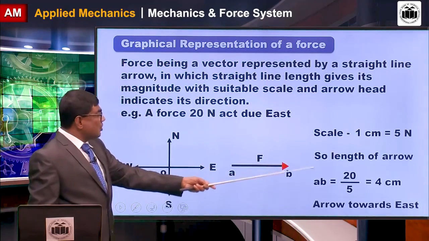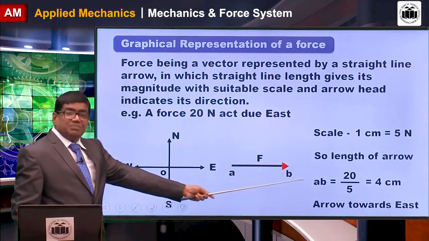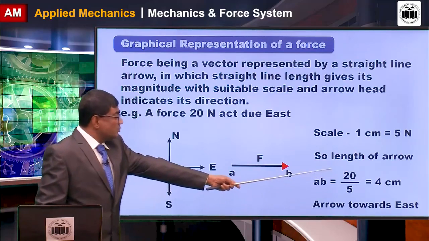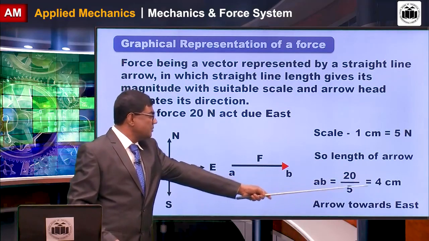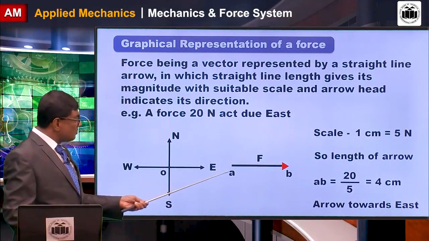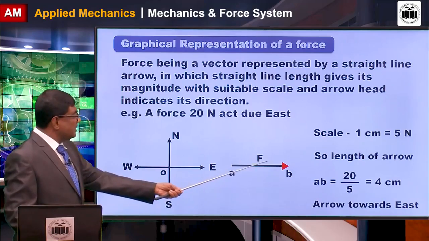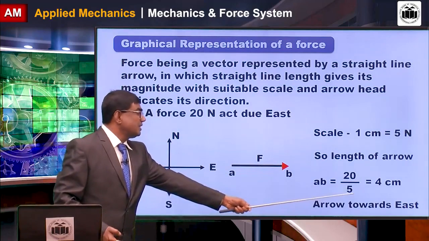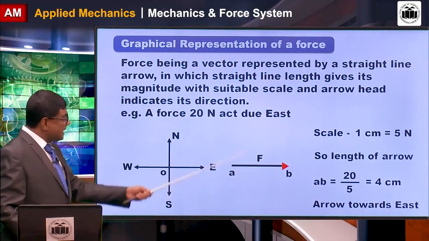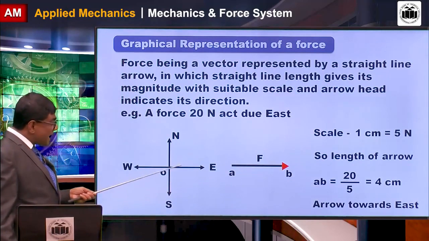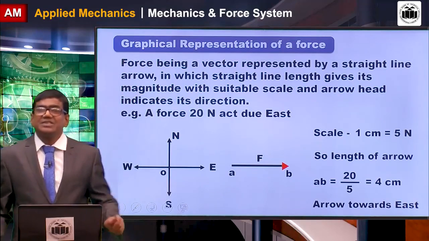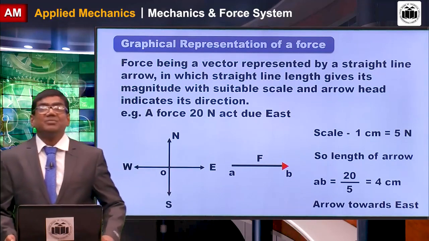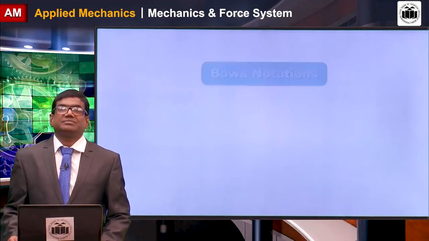Then the length of the arrow of the force AB is force upon scale, equal to 20 upon 5, equal to 4 centimeter. So the force is shown by arrow AB. Here the arrowhead indicates its direction towards east, and at the same time the force is parallel to the reference axis. So like this we are going to represent force graphically.